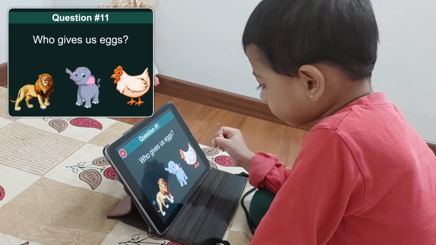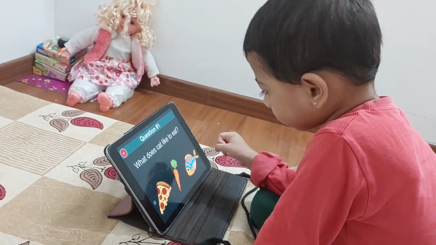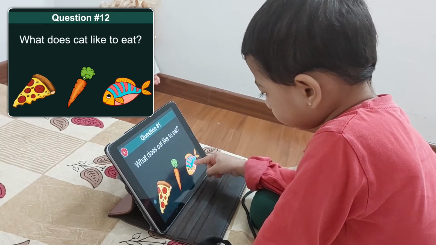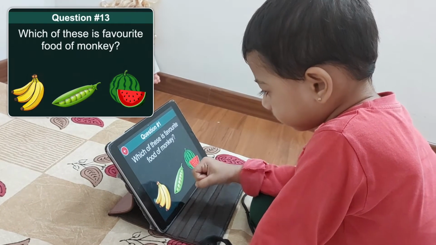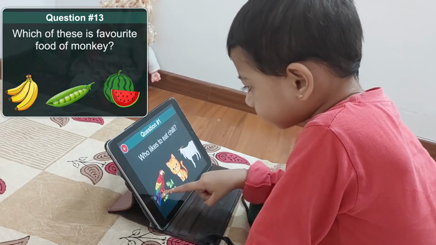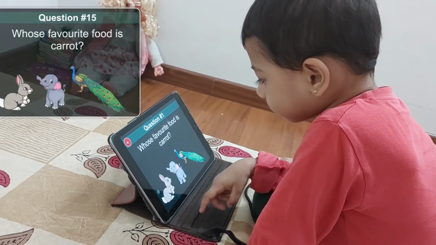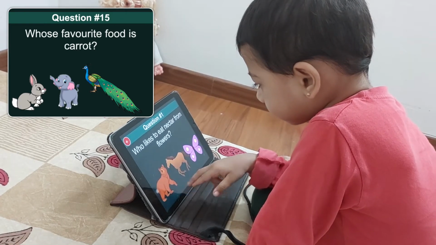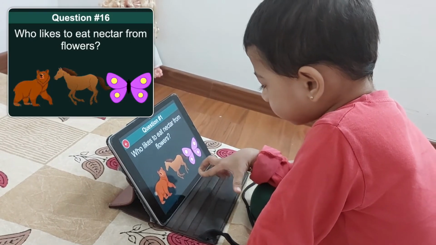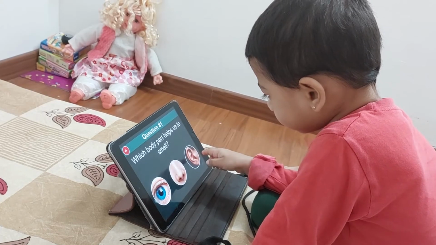Who gives us eggs? What does cat like to eat? Which of these is the favorite food of monkey? Who likes to eat chili? Whose favorite food is carrot? Who likes to eat nectar from flowers?